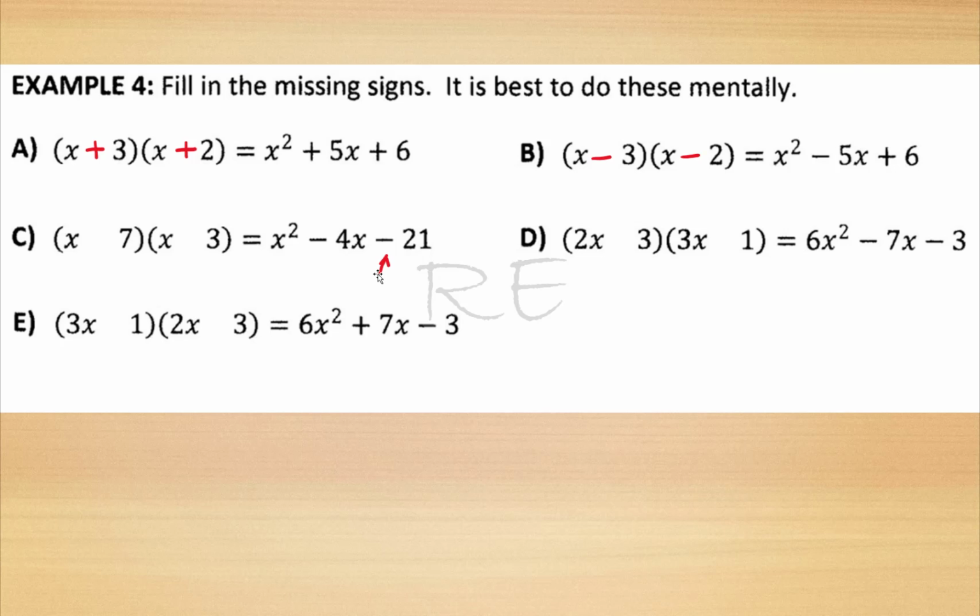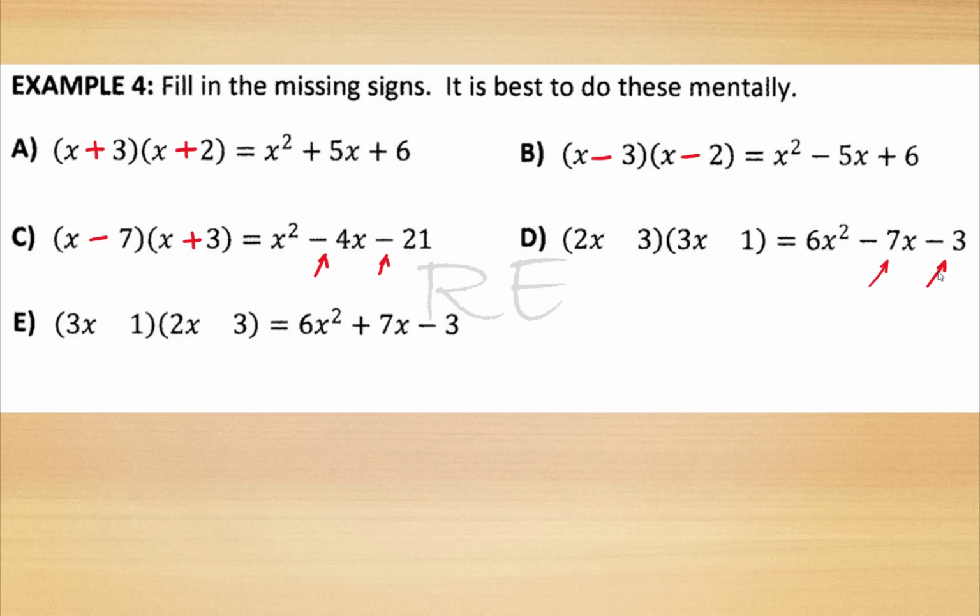The product is negative. Binomials have opposite signs, and the sum is negative. Therefore, the bigger number is negative, and the smaller positive. 3 times negative 7, negative 21. Negative 7 plus 3, negative 4.